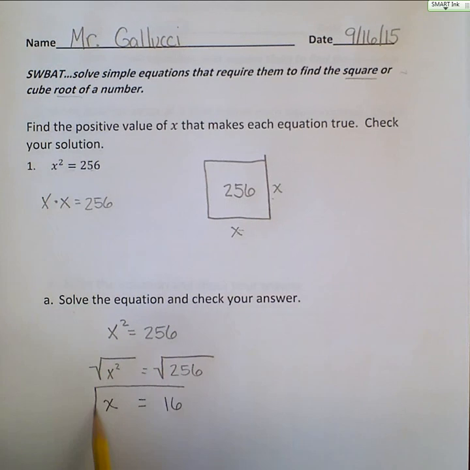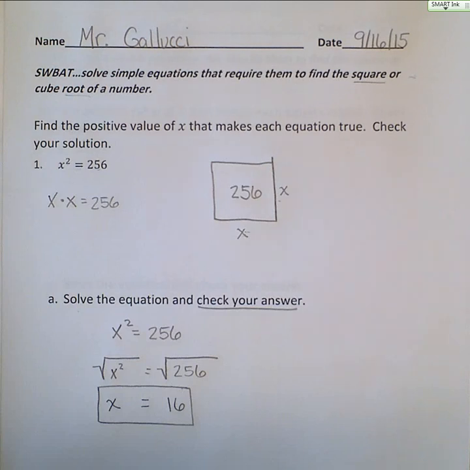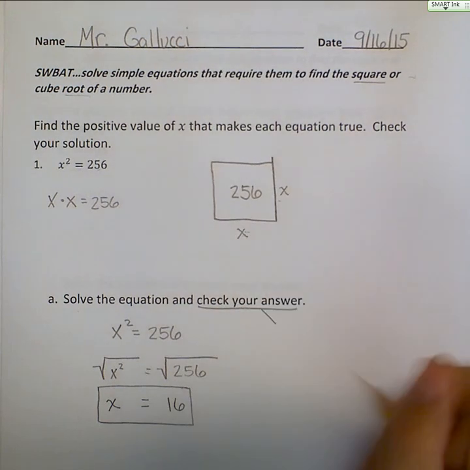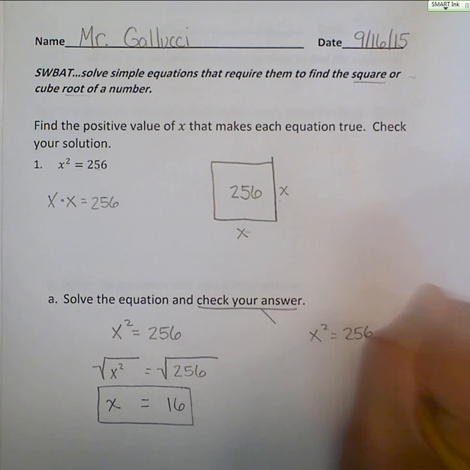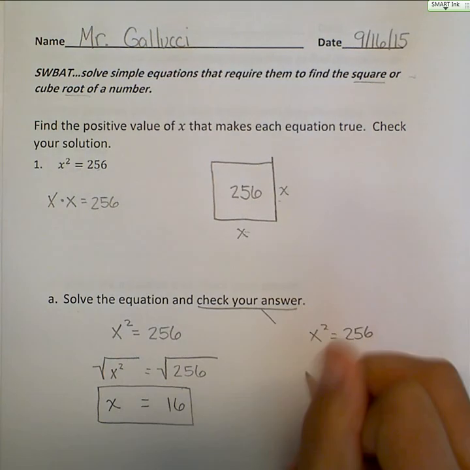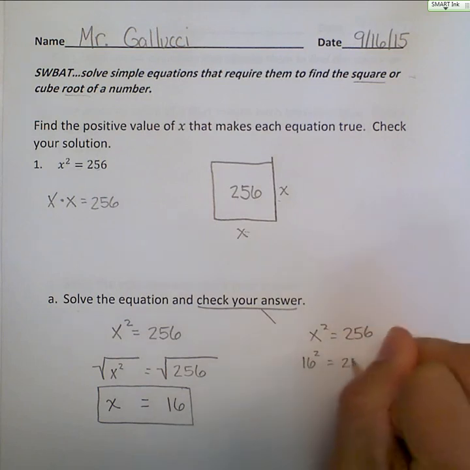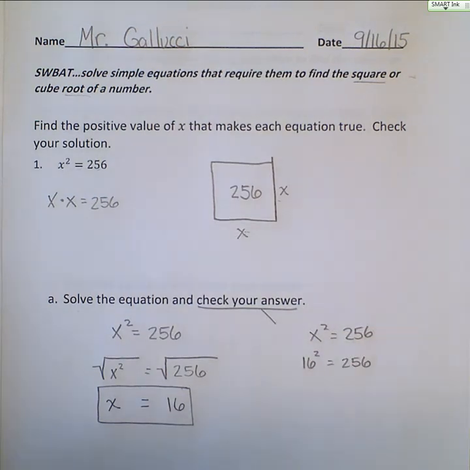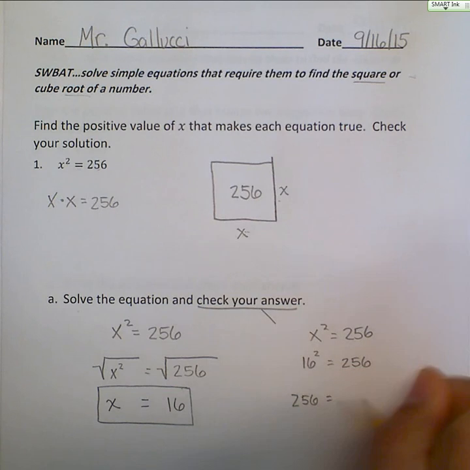Here's my answer, and now I'm going to quickly check my answer. Okay, so here's my check. I wanted a number times itself equals 256. I'm claiming that that number is 16. If I try this in a calculator, I get 16 times 16 is 256. That, of course, equals 256, which means I was correct.